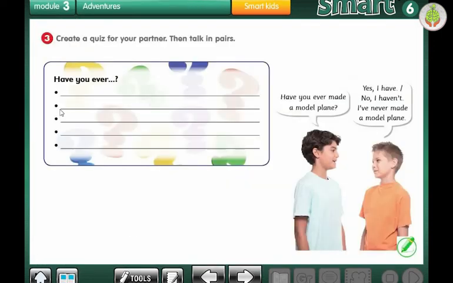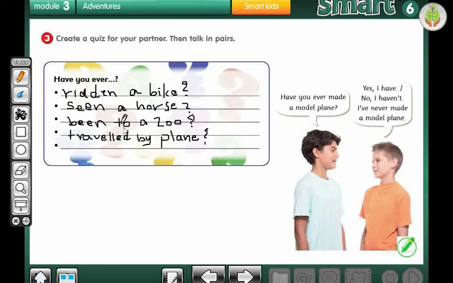Okay. Create a quiz for your partner, then talk about it. So quiz means just like that. Have you ever made a model plane? Yes, I have. No, I haven't. I've never made a model plane. Okay. So, have you ever, let's see, what can we ask? What can you ask your partner about? Okay, so here are some examples.